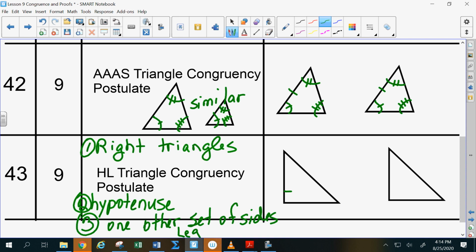So we would have to prove that these are both right triangles. Our proof would have to say that the 2 hypotenuses are congruent and one or the other set of legs match up. If we have those 3 things, we don't have to know that the other 2 sets of angles match up, and we don't have to know that the other side also matches up.